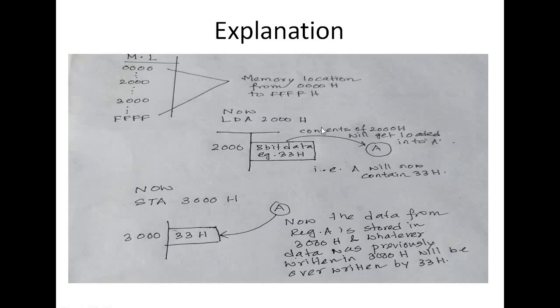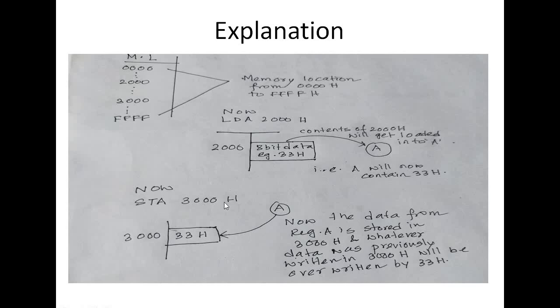So if you write LDA 2000H, what will the microprocessor do? The processor will load the contents of 2000H. What are the contents of 2000H? The 8-bit data, that is 33H, as given in the example. That 33H will get loaded in register A. Understood?